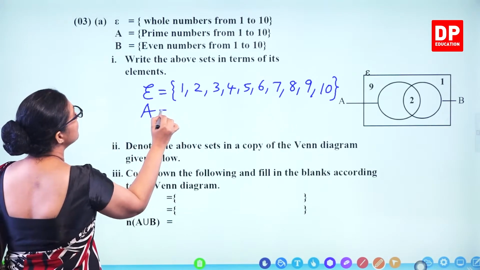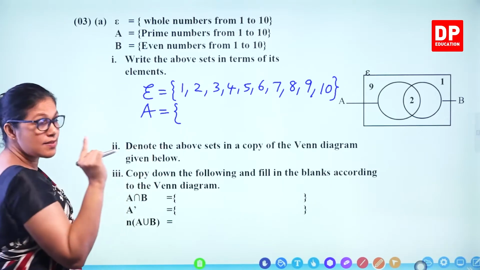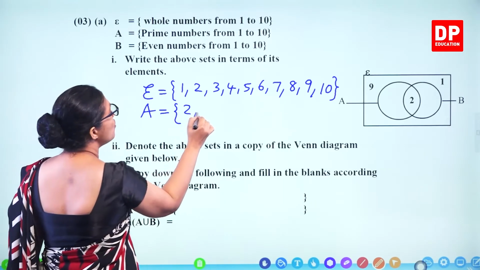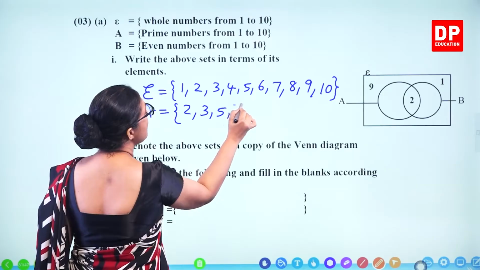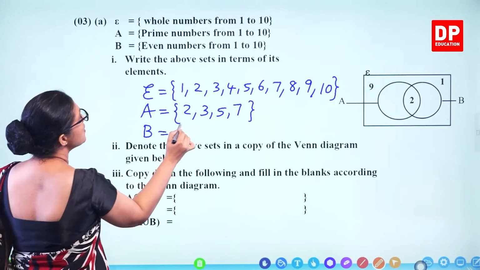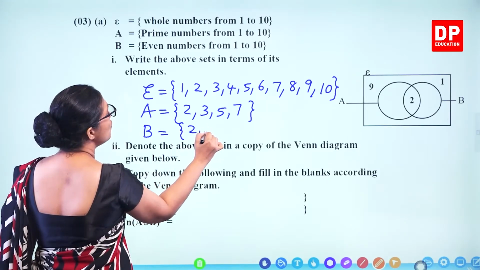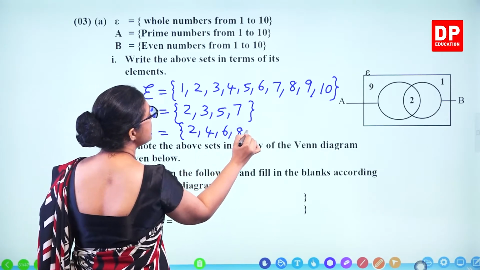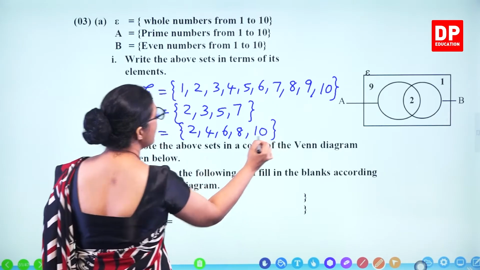A, prime numbers starting from 2. 2, 3, 5, 7. Those are prime numbers. So what are even numbers from 1 to 10? 2, 4, 6, 8, 10. 10 is also included.